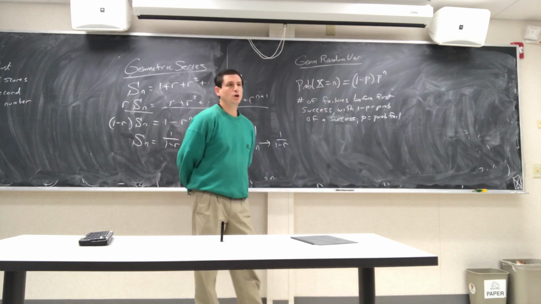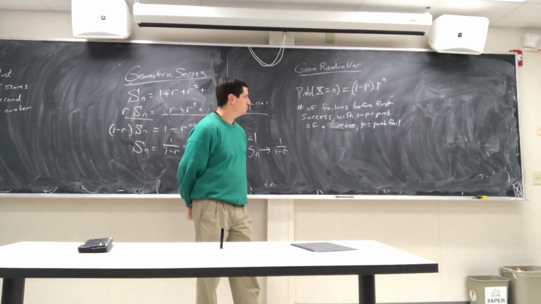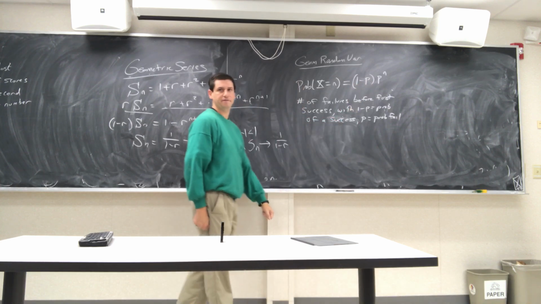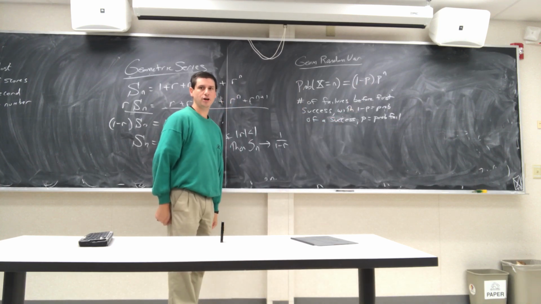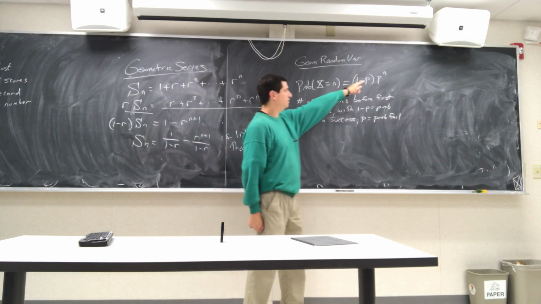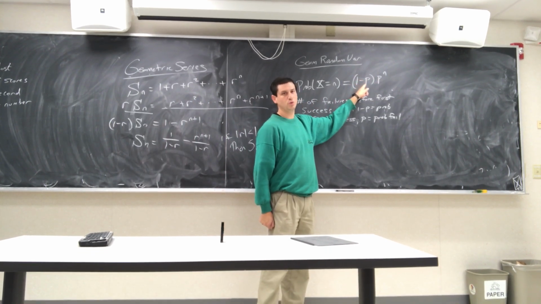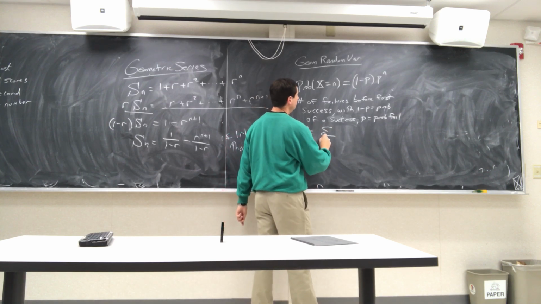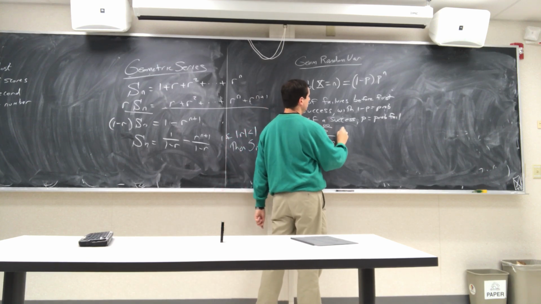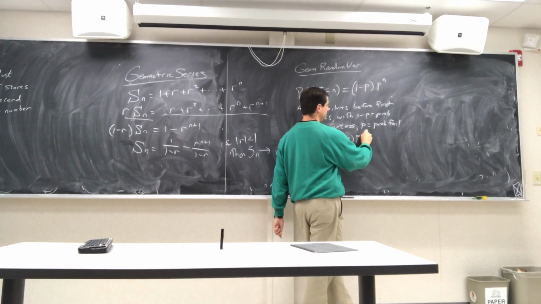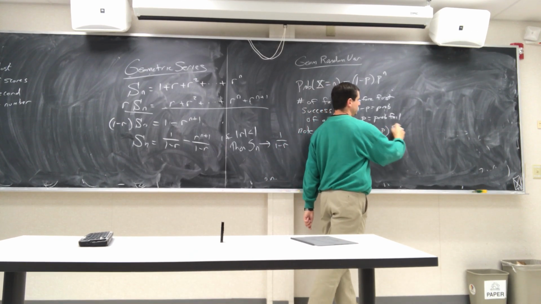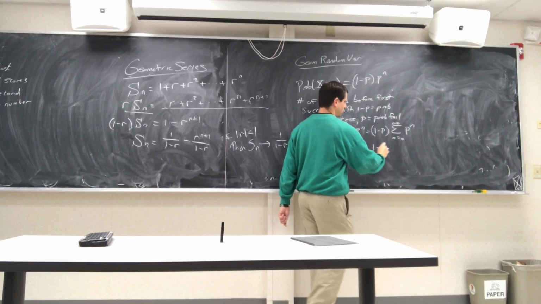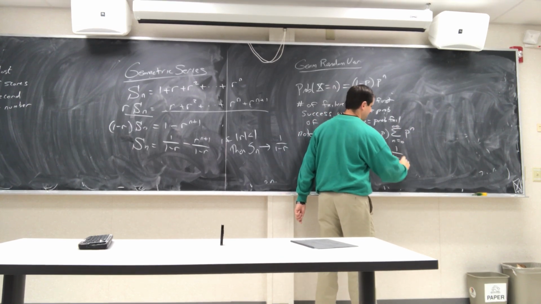So what's the probability we have a success on our first toss? It's going to be 1 minus p. What's the probability we have our first success on the second toss? We fail, p, and then we get a success, 1 minus p. So note, the sum as n goes from 0 to infinity of (1 minus p) times p to the n is just 1 minus p times the sum as n goes from 0 to infinity of p to the n. So it's 1 minus p times 1 over 1 minus p, which is 1.